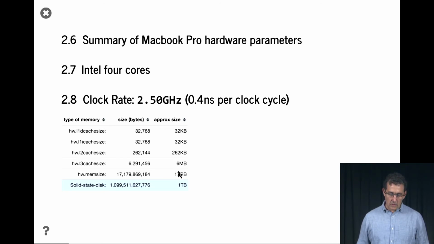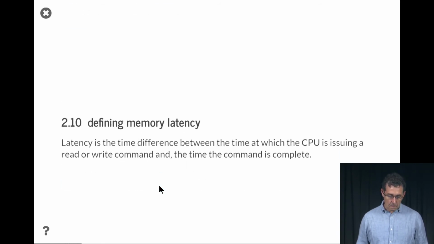The next step is the main memory, which I have 17 gigabytes of. And then I have the solid-state disk that I'm using here, which is a 1 terabyte disk. So you see that you get bigger and bigger, but slower and slower. We will look at this in detail in the following.